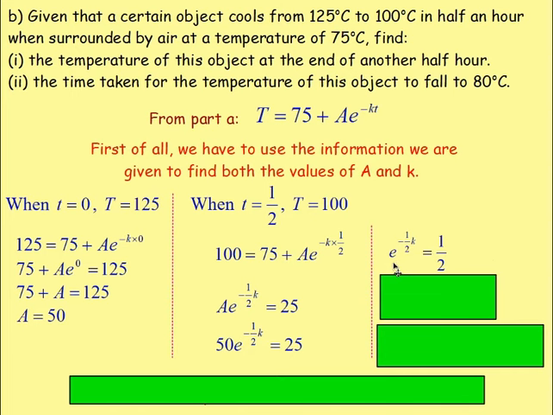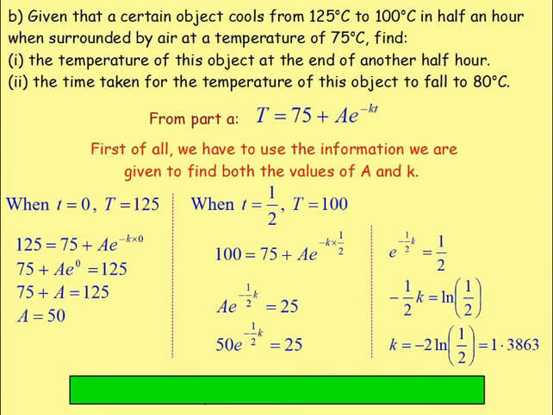So we'd have ln e to the power of negative a half k would equal ln 1/2. But on this side here, we'd have ln e. We can use the index rules, we can use log rules to bring that index down. So we'd have negative a half k times ln e. But ln e is just equal to 1. So we can just write that as negative 1/2 k, and that would equal, remember we took the natural log of this side as well.